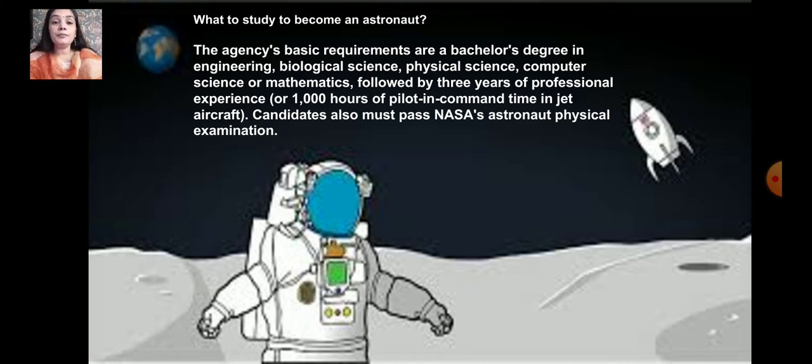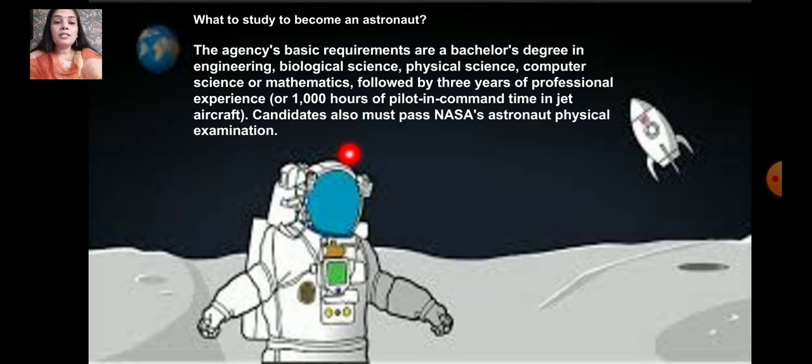So what do you have to study? You have to take a bachelor's degree in engineering, biological science, physical science, computer science, or mathematics, followed by 3 years of professional experience. Or you have to have 1000 hours of pilot in command time in jet aircraft. So you have to fly the jet aircraft for 1000 hours.